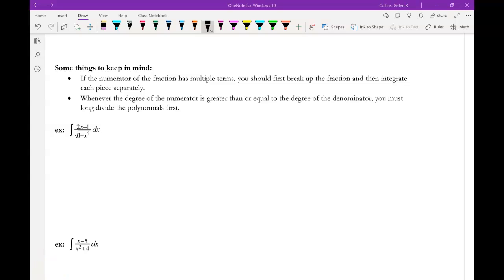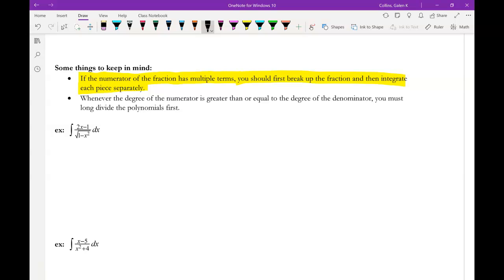In these last several examples, we're going to have to do some heavy lifting with algebra to be able to perform integration. So for these first two examples at the bottom of the page, we have a fraction as our integrand. The numerator has multiple terms. It doesn't really matter whether or not the denominator has multiple terms. In fact, in the first example, it does not. So when this is the case, we should break up the fraction and then integrate each piece separately. So let's see what that looks like.